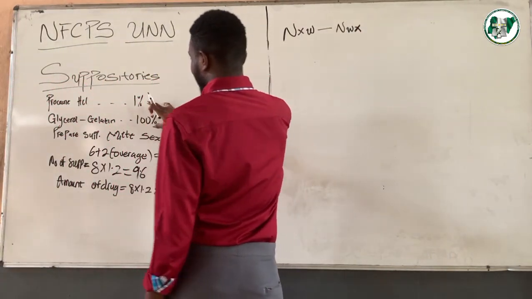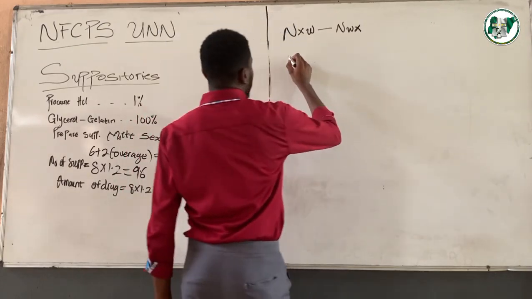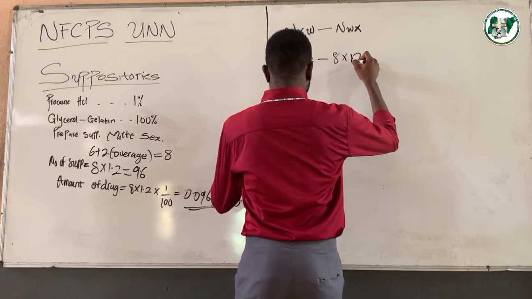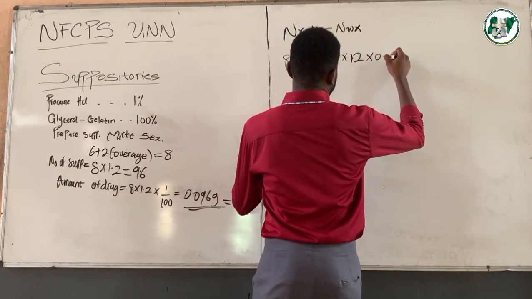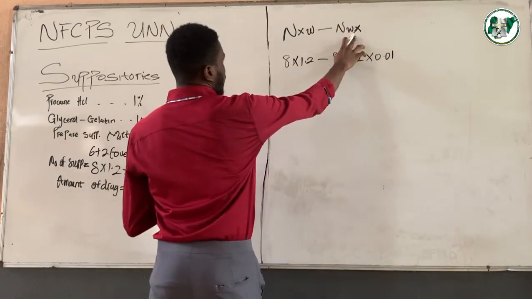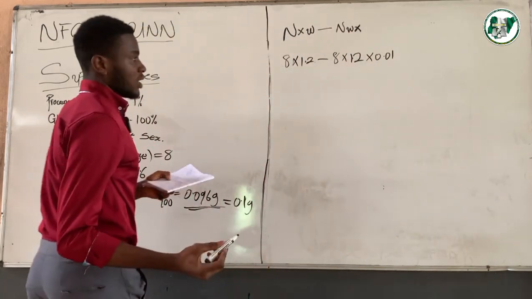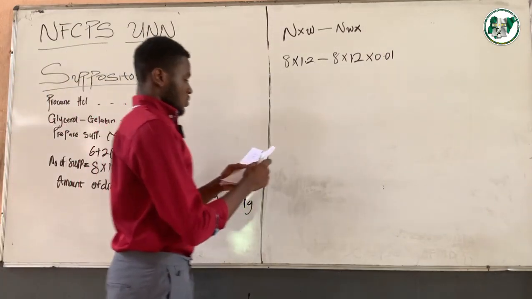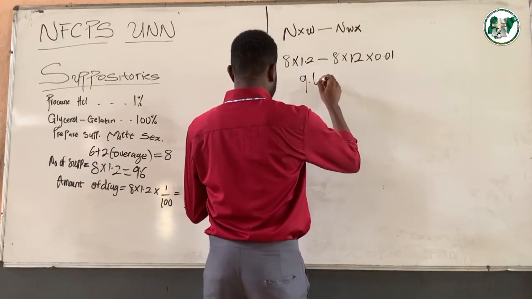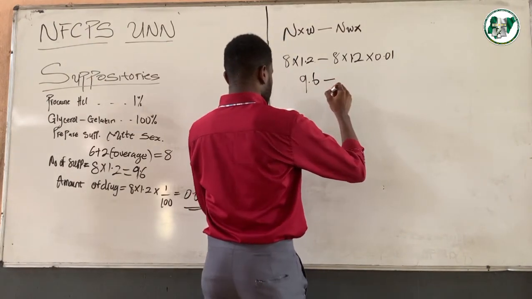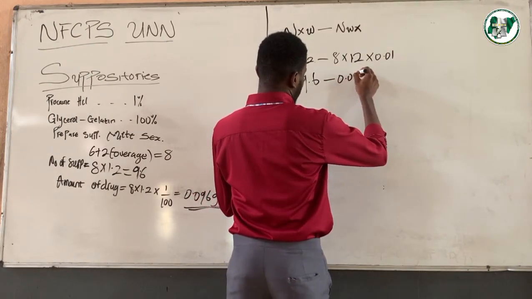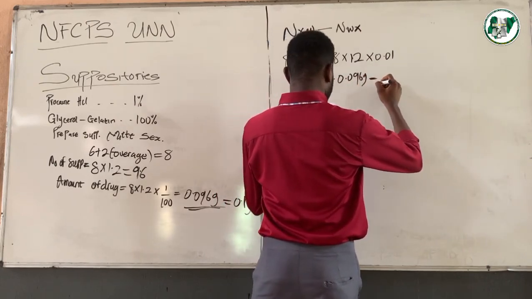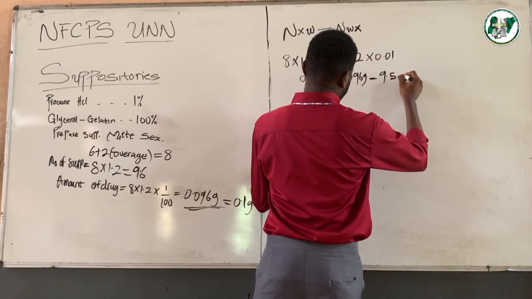Now, in this old formula, what we are going to do is 8 multiplied by 1.2, minus 8 multiplied by 1.2 multiplied by 0.01. Now, this x is the amount of drug in the old formula. Our old formula is this, and 1% is the same thing as 0.01. So when we do this, we're going to get 9.6 minus 0.096 gram, which is 9.5 gram, right?